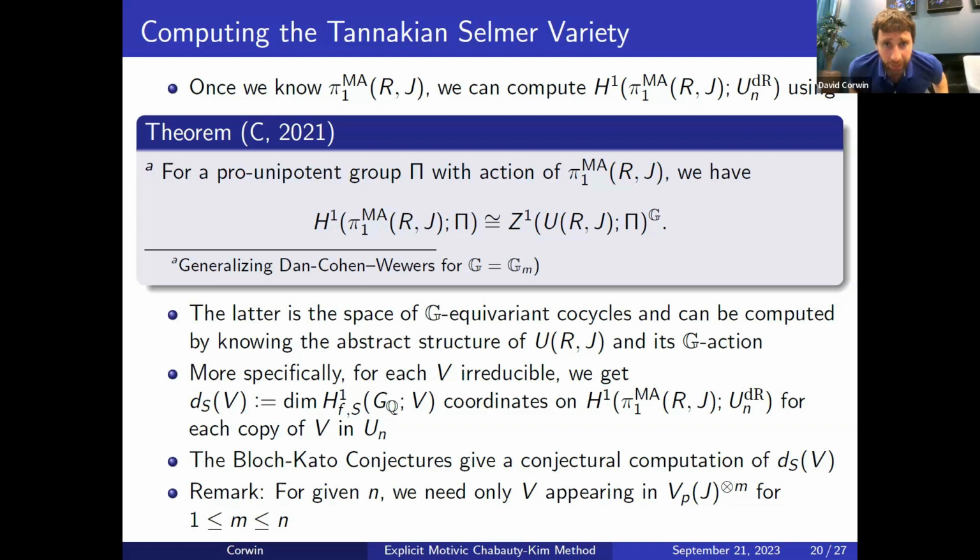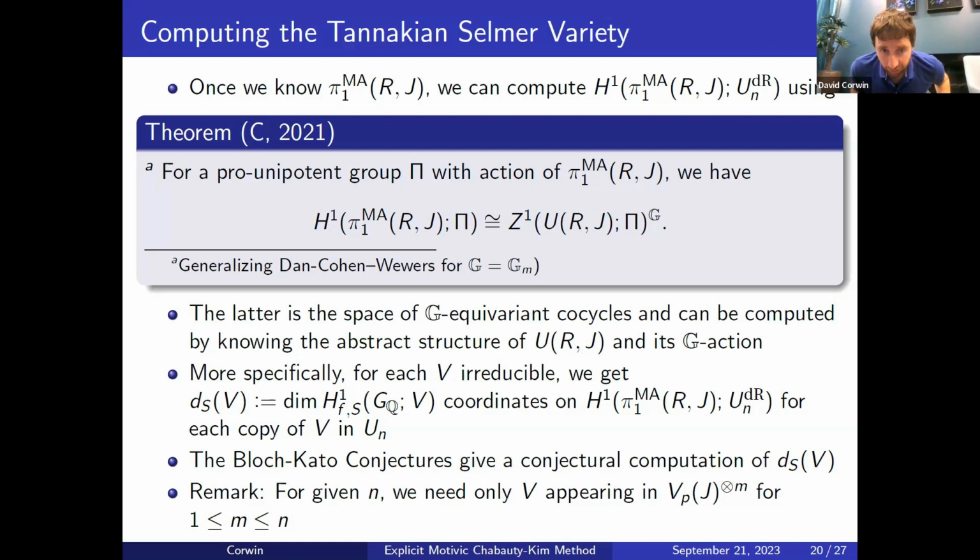Okay. Now, the latter is, as I said, the space of G equivariant cocycles. But it turns out, in fact, that you can compute it more explicitly just by understanding the abstract structure of U_RJ and its G action. So more specifically, you can put at least some abstract coordinates on this space of cocycles.